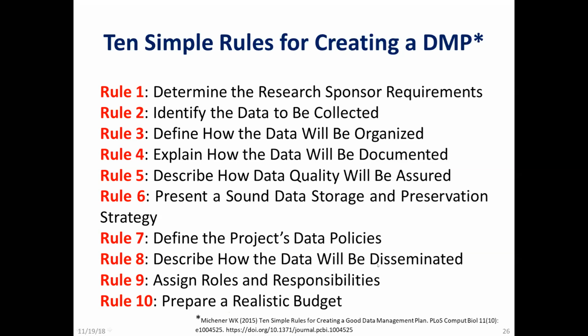Are you going to present it in a regional or international conference, or are you going to disseminate it to the subjects themselves to let them know? And then rule number 9, assign role and responsibility. As we say, the project has staff, either a graduate student or project lead or project manager. Their role and responsibility have to be described in the data management plan. And then, as I mentioned, rule number 10, prepare a realistic budget.